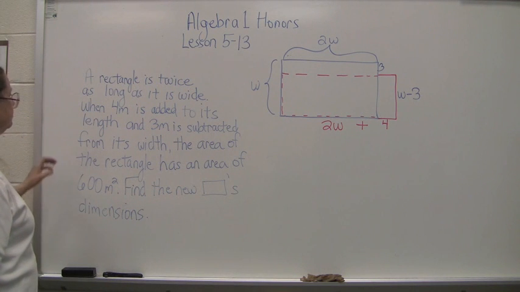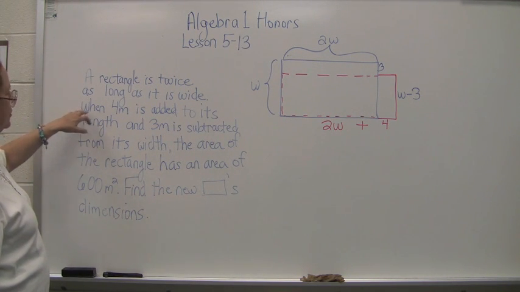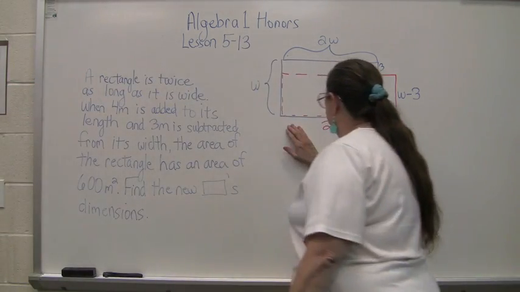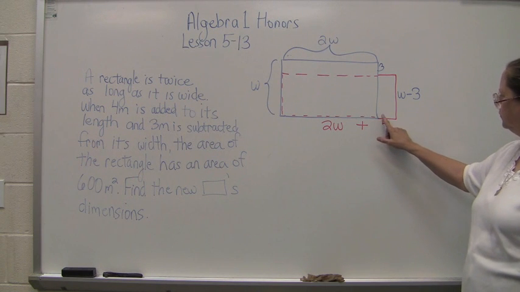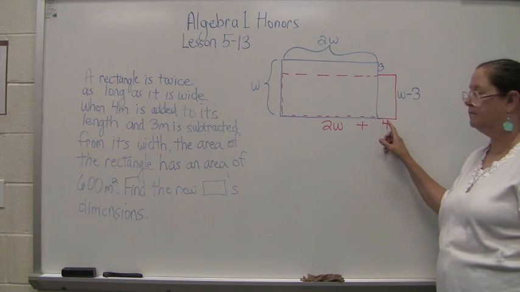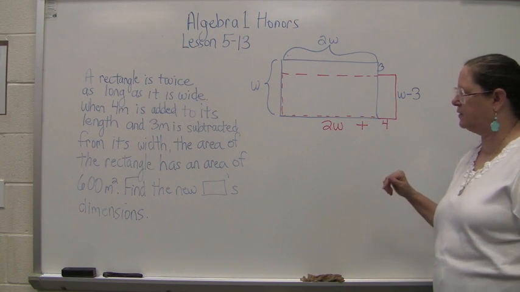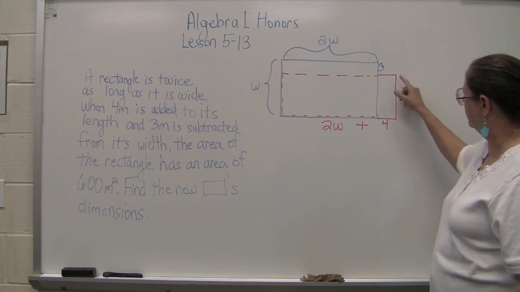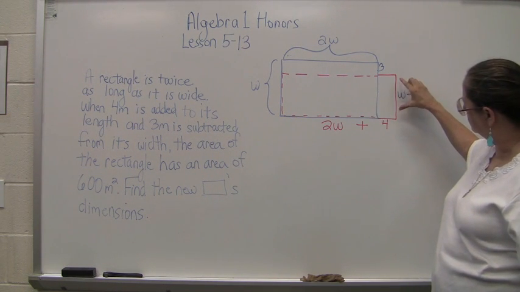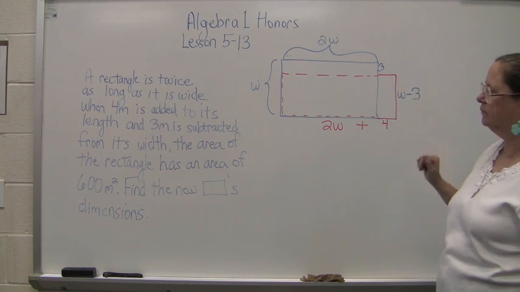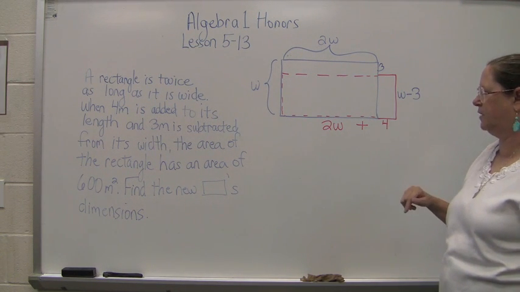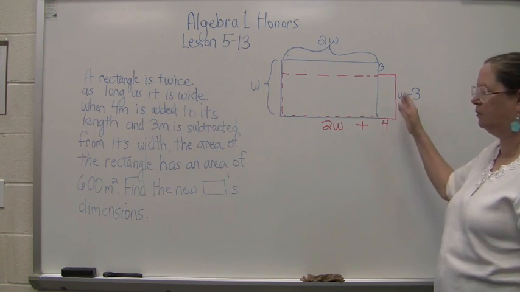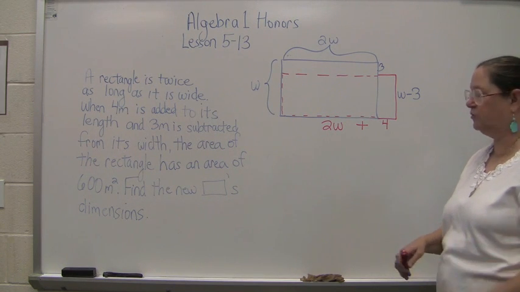Okay? Now then, when 4 meters is added to its length, our new rectangle is in red. So we've got the original blue rectangle plus 4 more meters here. Okay? And 3 meters is subtracted from its width, so we take this 3 away from the width. So our new red rectangle there, it's longer, but it's squishier. It's not quite as wide. Okay? The new rectangle has an area of 600 meters squared. So the red rectangle has an area of 600 meters squared.